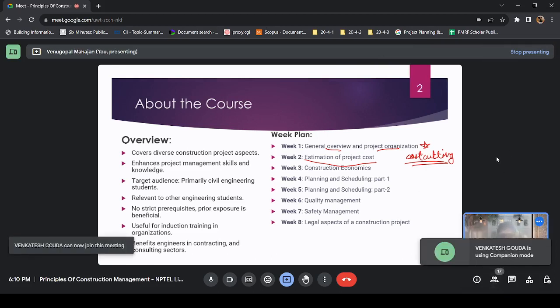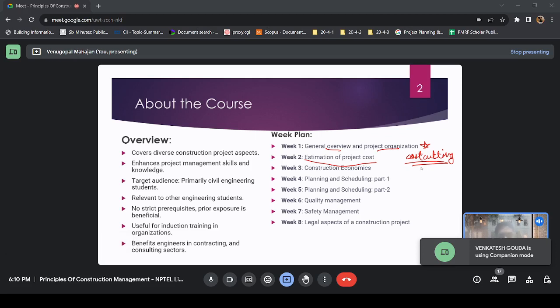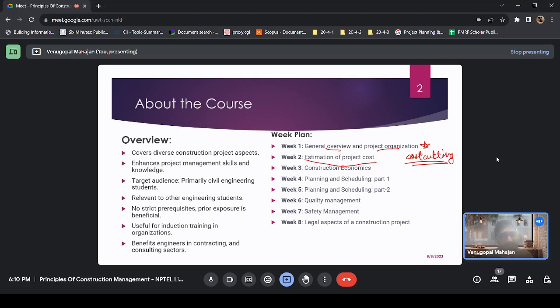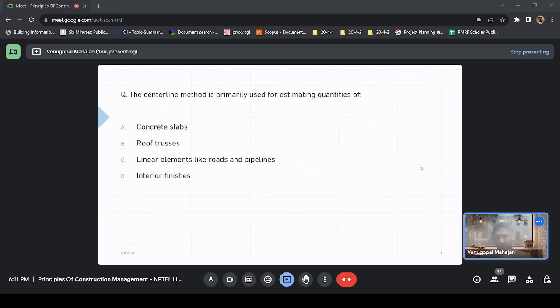The flow of the session is that we will be discussing some quick MCQ type questions, and we will be solving some numericals. Hopefully you have your calculators ready. If not, the calculations would be easy, so you can do it on your phones also, but you have to do some calculations to help me write all the values, and we can move forward. So, coming to the first question: the centerline method is primarily used for estimating quantities of.